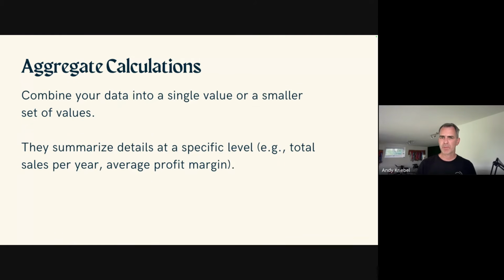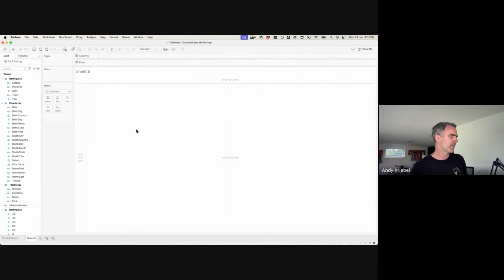Does everybody have the workbook open? I sent two of them for different versions because I never know what somebody's on. So if you can go ahead and open up the workbook, we're going to look at an example of an aggregate calculation. This is baseball data. If you don't know anything about baseball, don't worry about it. Treat it like Superstore.